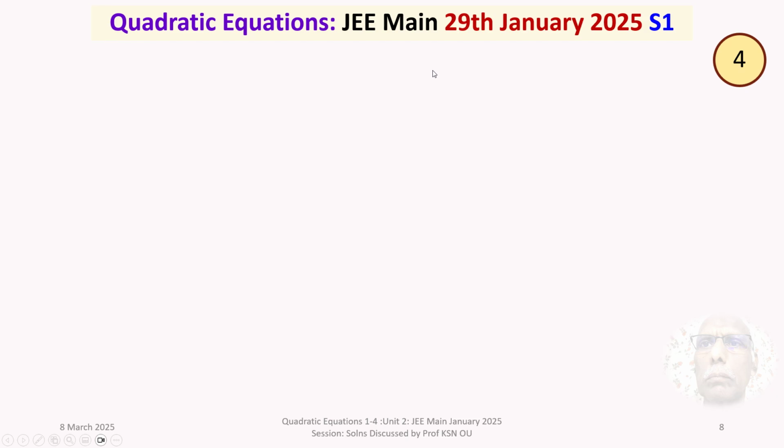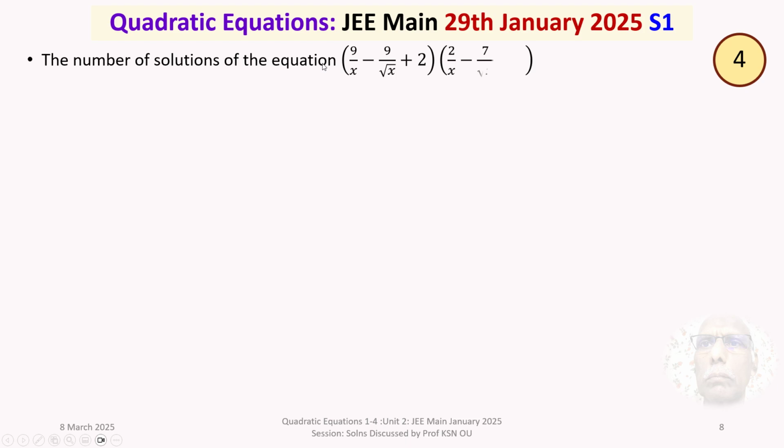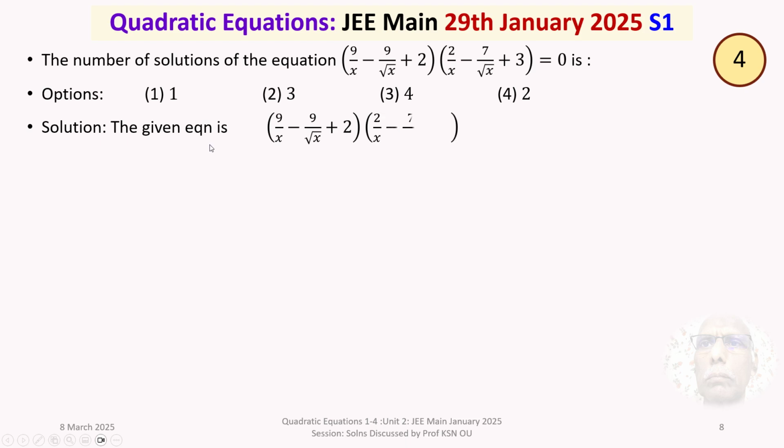This is the question that appeared in JEE Main 29 January 2025, morning shift. The given question is: the number of solutions of the equation, the product of two factors given. The first one is 9 by x minus 9 by root x plus 2 in brackets, multiplied by 2 by x minus 7 by root x plus 3 in brackets, is equal to 0. We have to find the number of solutions of this equation. We are given 4 options. Now, let's discuss the solution of the problem in detail.